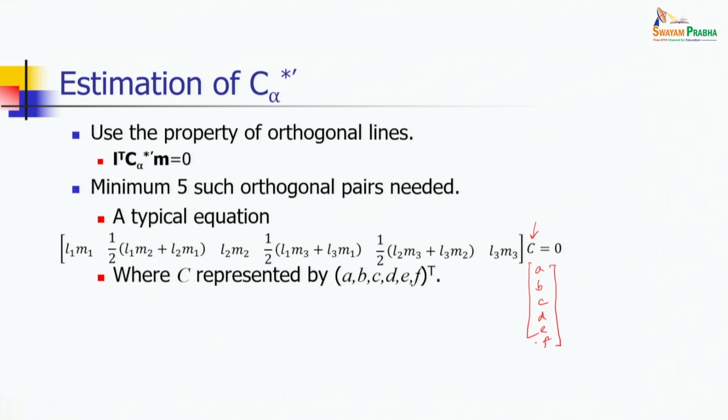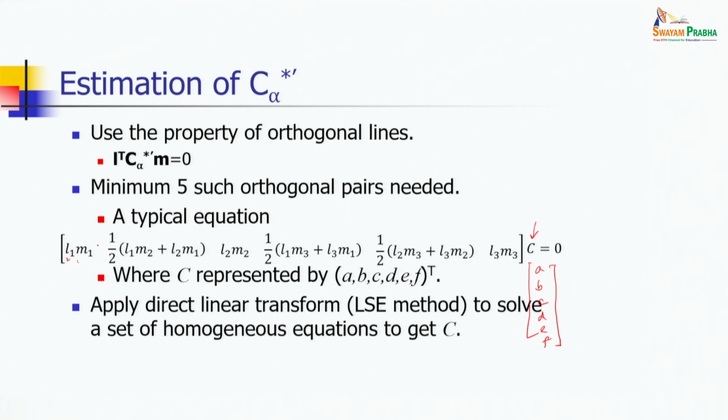Here C is representative, as I mentioned, and this C is not the 3x3 matrix, and these are already known. This is the equation. So, you can apply the direct linear transform least square error method, which we have discussed earlier, to solve a set of homogeneous equations to get C. That means, if you have more observations, minimally you require 4, but we will have more observations here, actually 5, as I told.